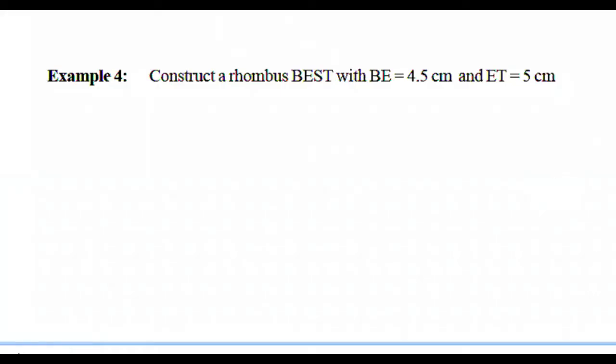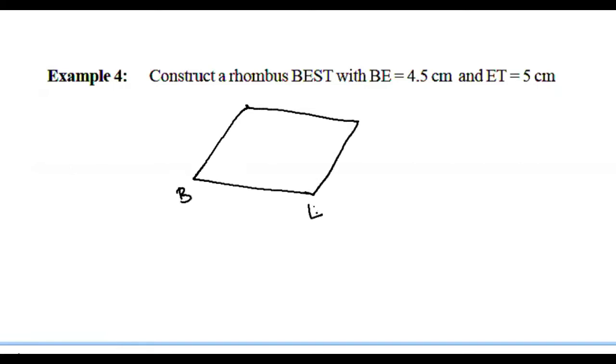Next example, fourth question. Construct a rhombus BEST with BE 4.5 centimeters and ET length equal to 5 centimeters. Now the first step is to draw a rough sketch of the rhombus. In a rhombus all sides are equal. So you should construct the rhombus like this, and label it as B, E, S and T, and BE we have 4.5 centimeters, and next we have ET. So what is ET? ET is a diagonal of the rhombus, that is 5 centimeters.